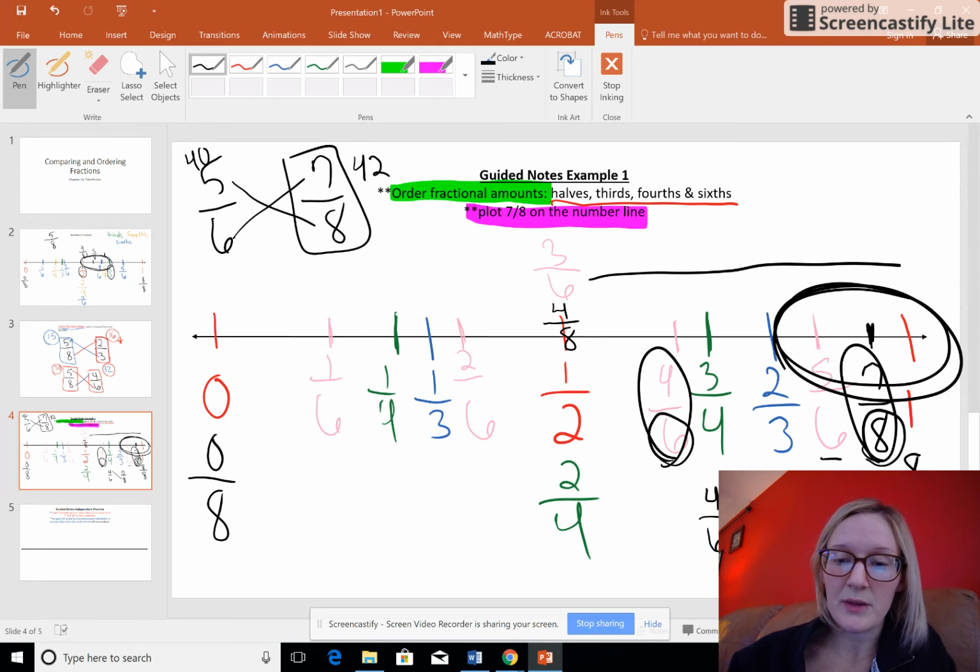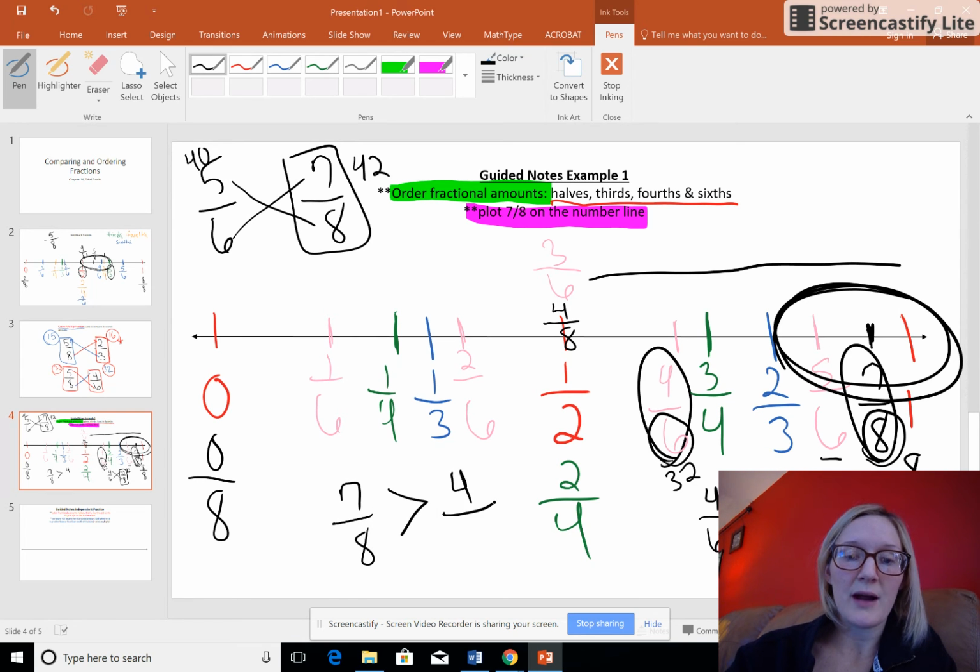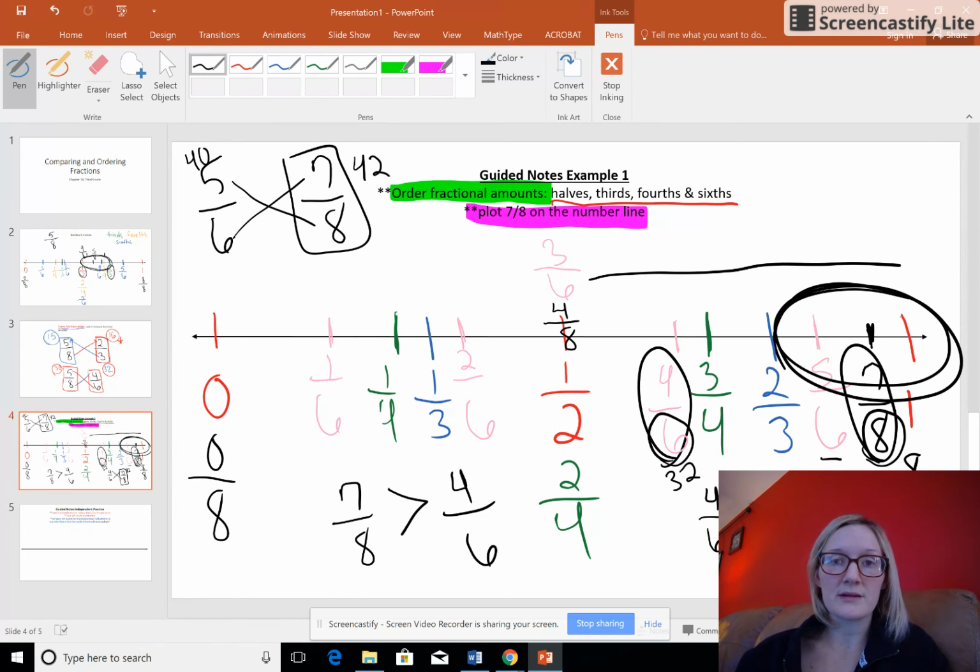So when I cross multiply, 8 times 4 is 32. 7 times 6 is 42. So our number line was not deceiving. That means that it didn't kind of trick our eyes. It was correct. 7/8 is greater than 4/6. So how would I write that? 7/8, use an alligator mouth to chomp, is greater than 4/6.